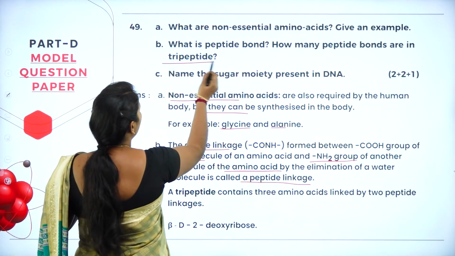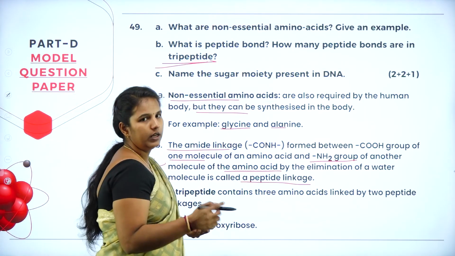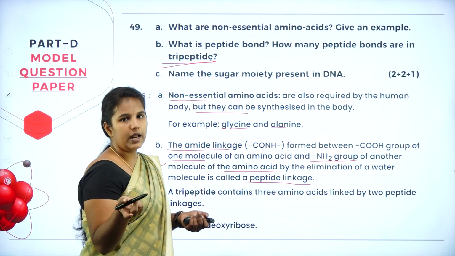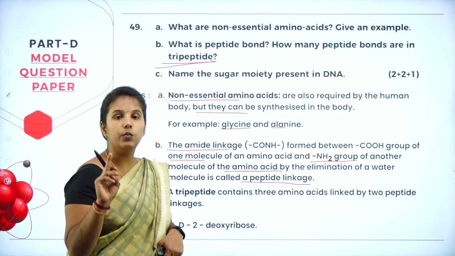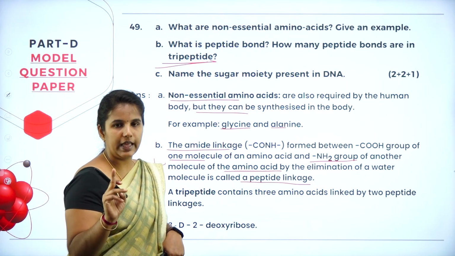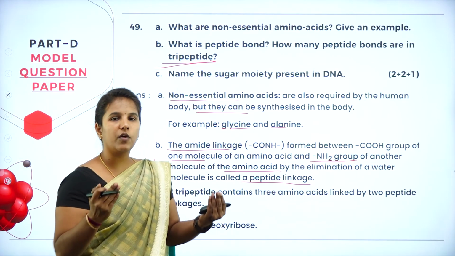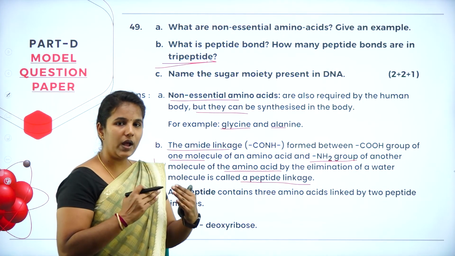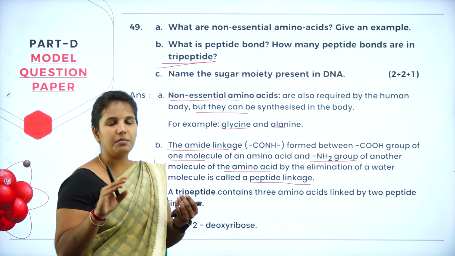And how many peptide bonds are present in a tripeptide? If you say that, for that also 1 mark. We know that in a tripeptide only 2 peptide bonds will be there. In a dipeptide, only 1 peptide bond will be there, because it is a bond formed between 2 amino acids, where at one end the carboxylic group combines with the NH2 group by eliminating a water molecule.